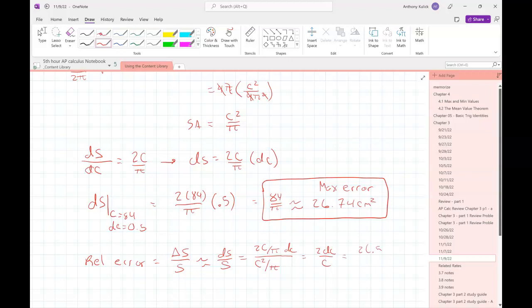So I'll just plug in. So there's my relative error. It's about 1 over 0.84. So that's pretty good, right? You turn that into a percentage by multiplying by 100, and that's right around 1%. Ain't too shabby.